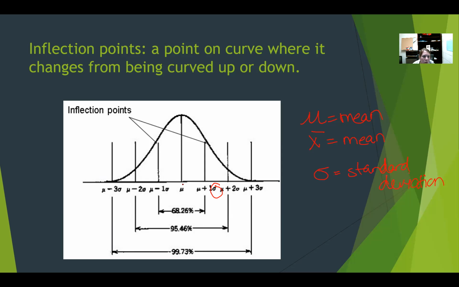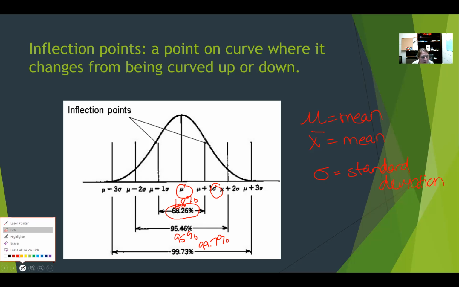From your mean, if you go one standard deviation this way or one standard deviation this way, you're going to be at 68%. We usually just say 68% here. We don't usually say the more precise decimal. If you're 2 standard deviations from the mean, then you're at 95%. And if we go 3 standard deviations, we usually say 99.7%. So let me show you what I'm talking about.